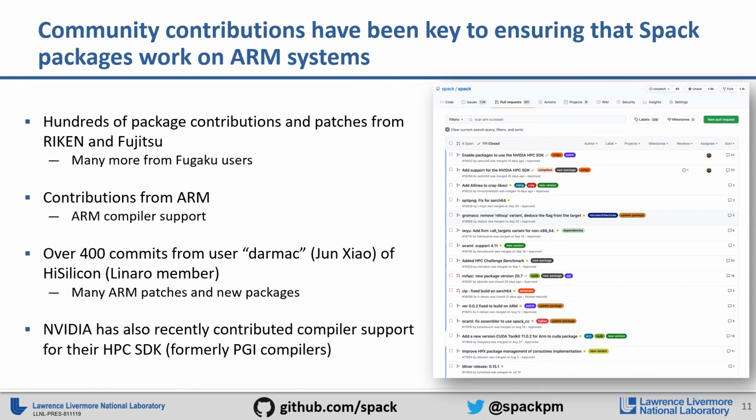Obviously from RIKEN and Fujitsu, the teams there have done lots of patching of packages to make sure that they build. That's how they got their success rate with the compilers up so high. It wasn't initially. There have been contributions from ARM itself, so compiler support. We had over 400 commits from one user who's contributed a bunch of packages, but also a number of patches specifically for ARM. And that's this Darmac user from HiSilicon, which I believe is a Linaro member. And so they've contributed an awful lot to the ARM ecosystem.